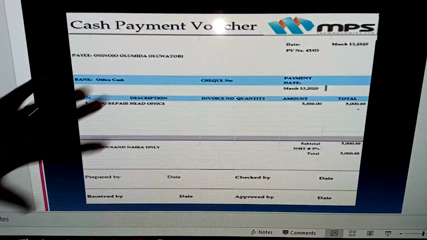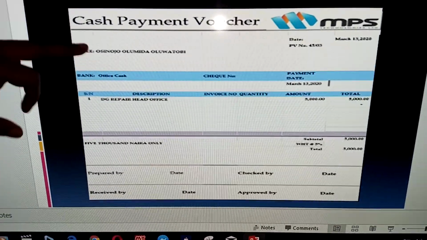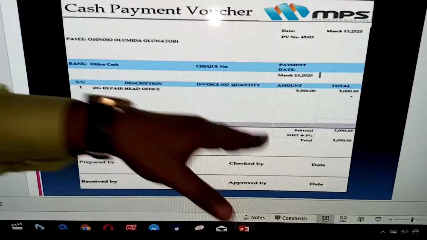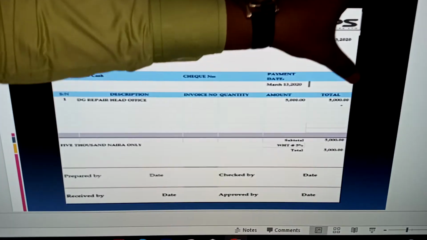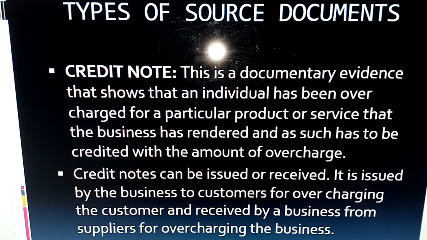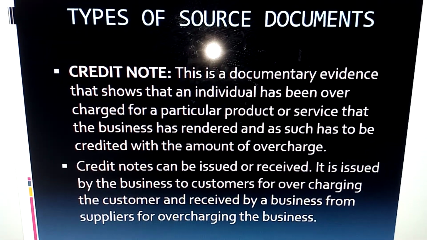So you can see the date, the PV number, you know, the bank here, you can see office cash, the payee, the person that you're paying, the description, the amount paid, someone has to prepare, someone has to check, someone has to approve, someone has to receive it. So these are the information you expect to see in what? A cash payment voucher.